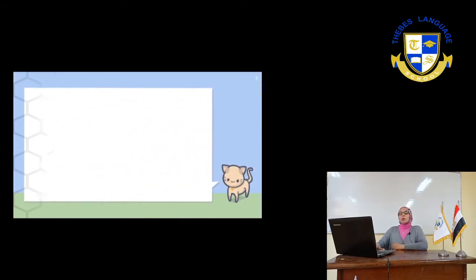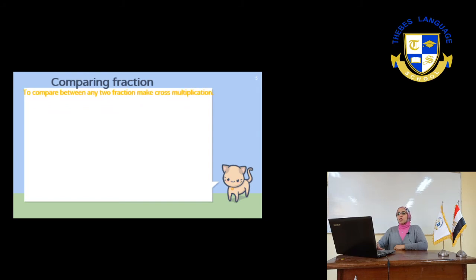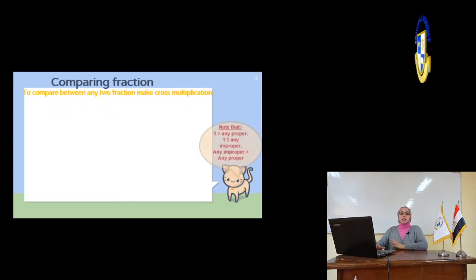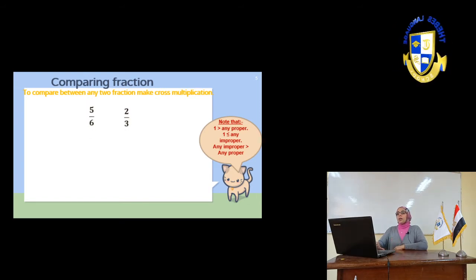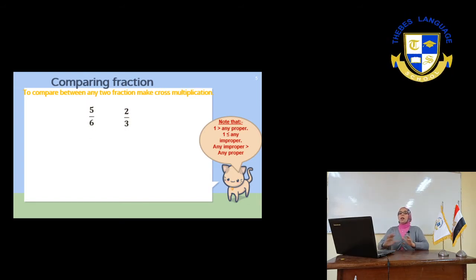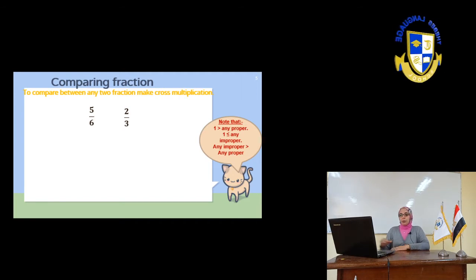Now, the next part of our lesson, comparing between fractions. If you want to compare between any 2 fractions, just make a scissors cross multiplication. Note that 1 is bigger than any proper fraction, 1 is less than or equal to any improper fraction, and also any improper fraction is bigger than any proper fraction.